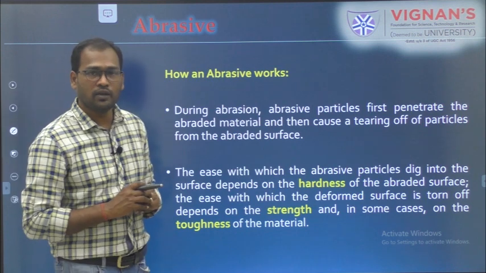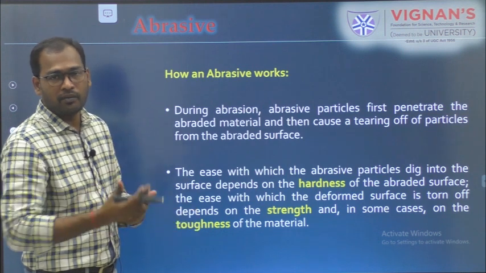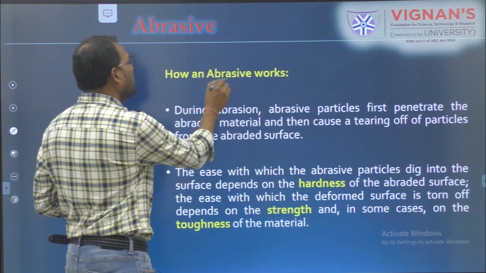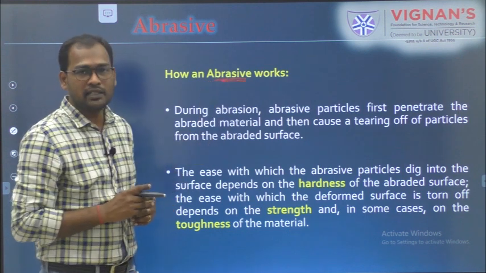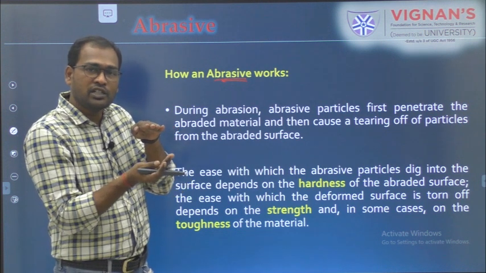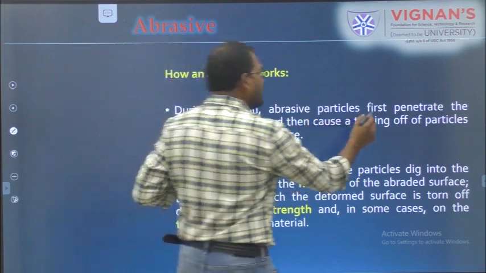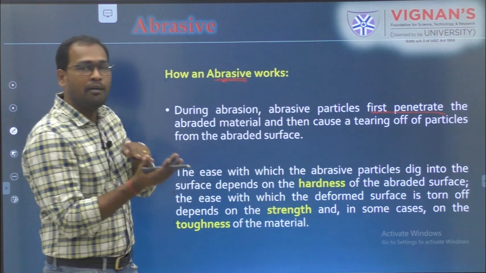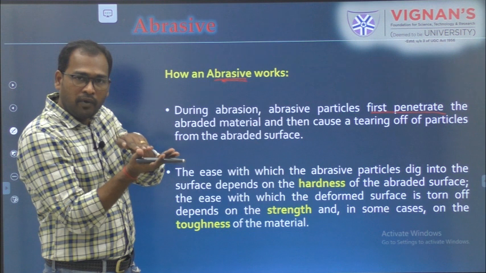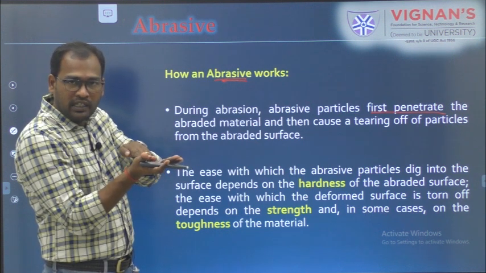So, how are these abrasives going to work? We said abrasion, and we saw different scales of abrasion. Now we will see how this works. During an abrasion, the abrasive is a hard material and the material which has to be cleaned is a soft material. So, this hard material penetrates the abraded material, it makes a penetration into the lesser hard material, and thereby it removes all the dust from it.